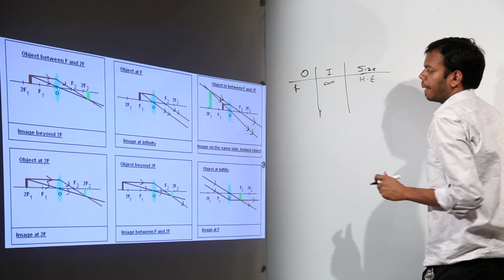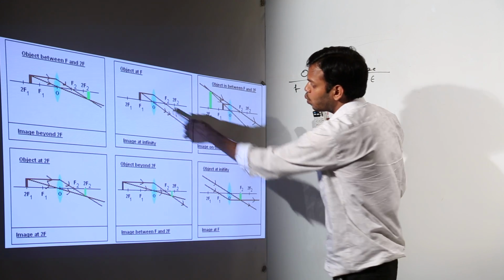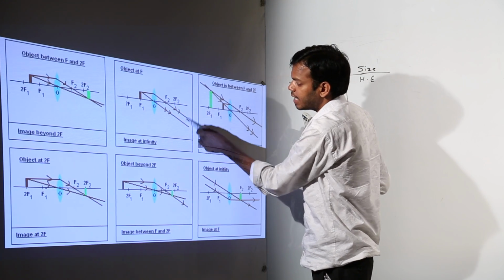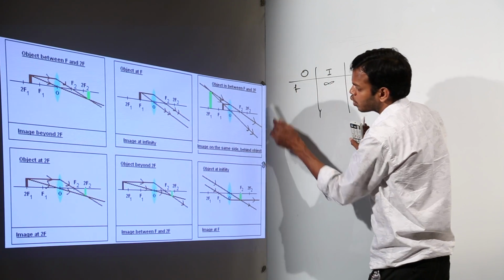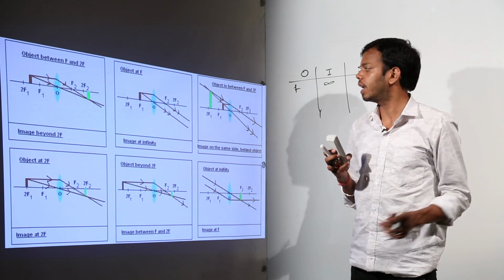Highly enlarged, because the size of the image depends on where the rays are meeting. Suppose these two rays have met here, so the size is this much. Suppose these two rays have met here, so the size is this much long. But they are meeting at infinity, that means the size is supremely large.